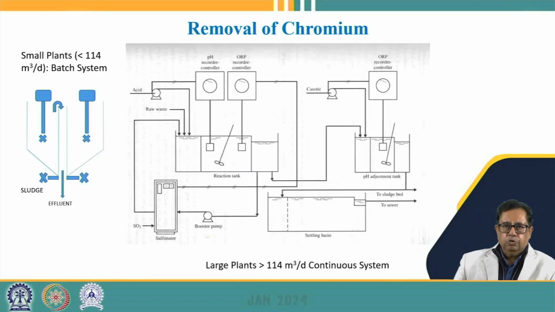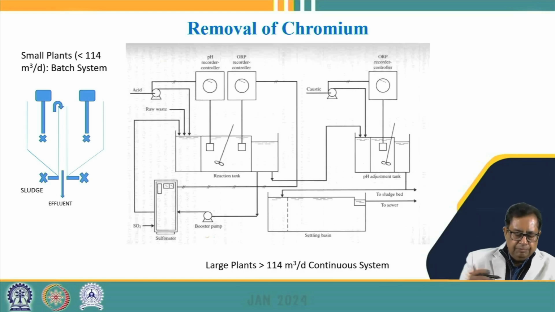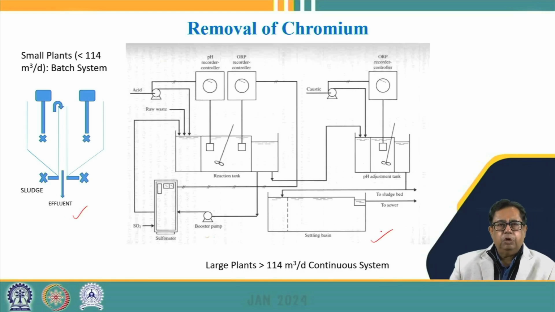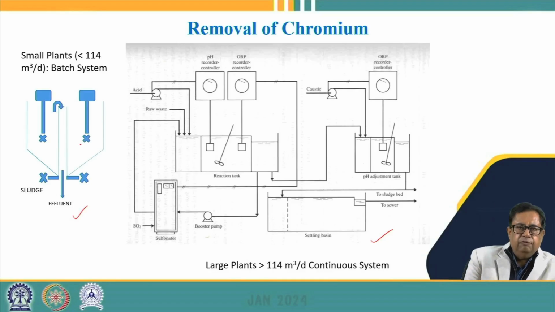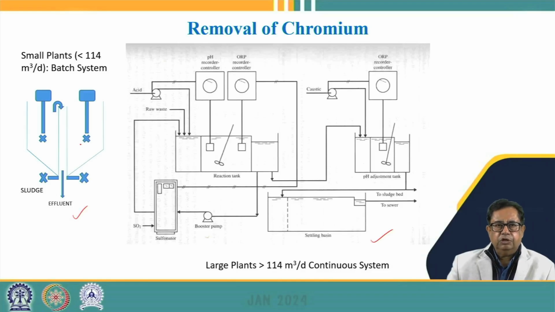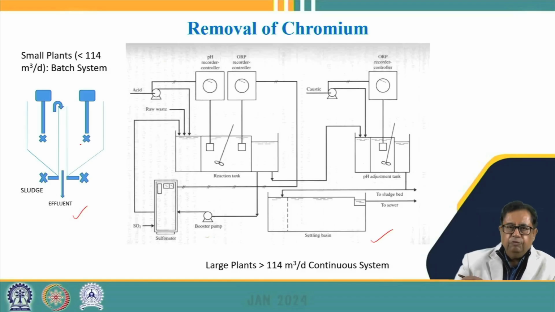So we can go for the removal of the chromium in the batch system also, as well as in the continuous system also. So when we are having very, very small plants which are having discharge less than 114 cubic meter per day, in that case we may go for the batch system where we add the chemicals simultaneously in a batch reactor, and then we may treat the water or the wastewater in batches. Whereas if we want to treat it continuously, then we have to have different reactors.